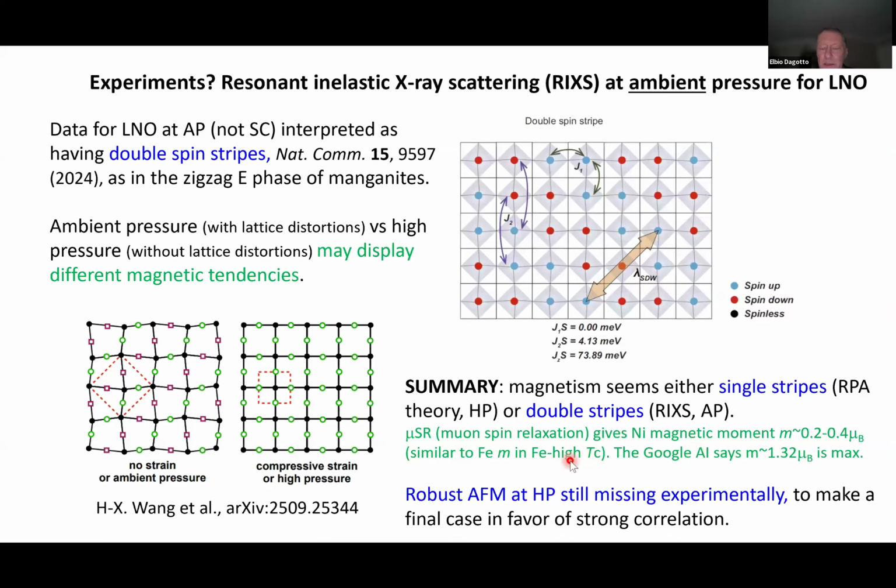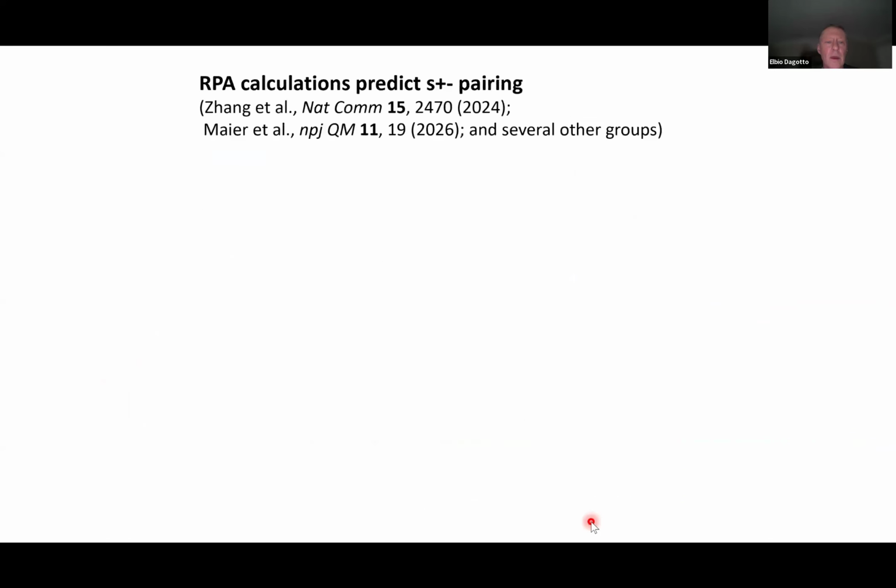But still, the robust antiferromagnetism of this kind is missing experimentally from neutrons to make a final case for a strong correlation. In my book, you really have to see the magnetism before declaring that it's strongly correlated, magnetically driven. I'm trying to be very, very honest here in the presentation. Still within RPA, you can plug this magnetic susceptibility into formulas of RPA and deduce what is the dominant pairing channel. And it turns out that the S plus minus is the dominant pairing channel.